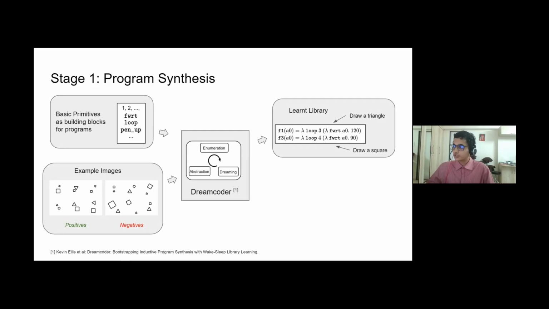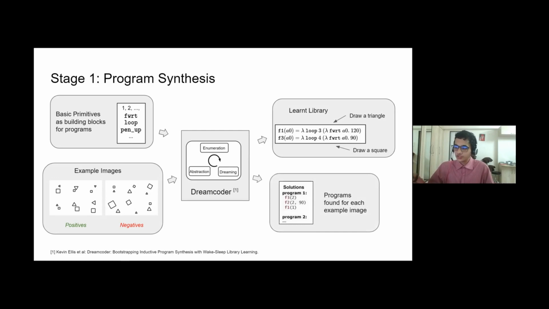For example, in this case it learns a library containing 2 functions, a function for drawing triangles and another for drawing squares. This can be understood since the input example images required us to draw triangles and squares in different configurations. Along with this, DreamCoder also outputs one solution program for each of the input images. The solution program it outputs would be the shortest length program it can find, given the search time that we've given it.